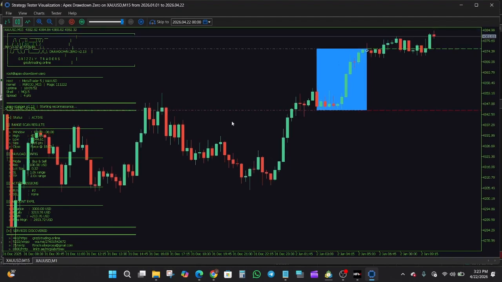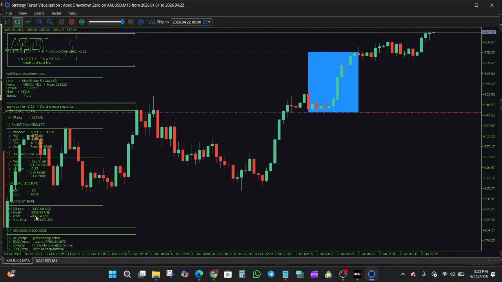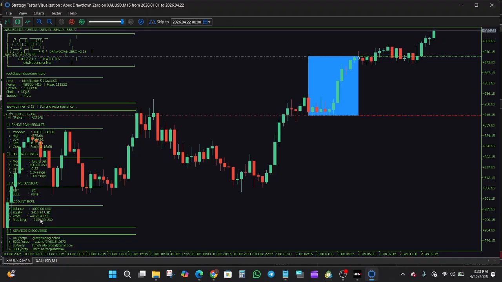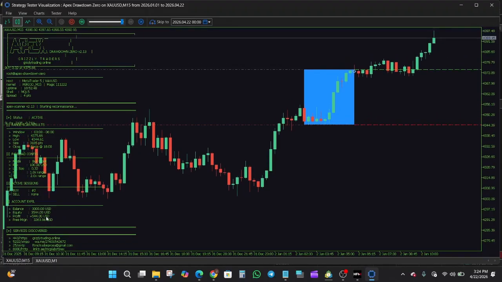Let's keep going. We can see here running in profit. You can see the balance, the equity, floating profit. You can see here. All right. The information is being displayed here in real time.